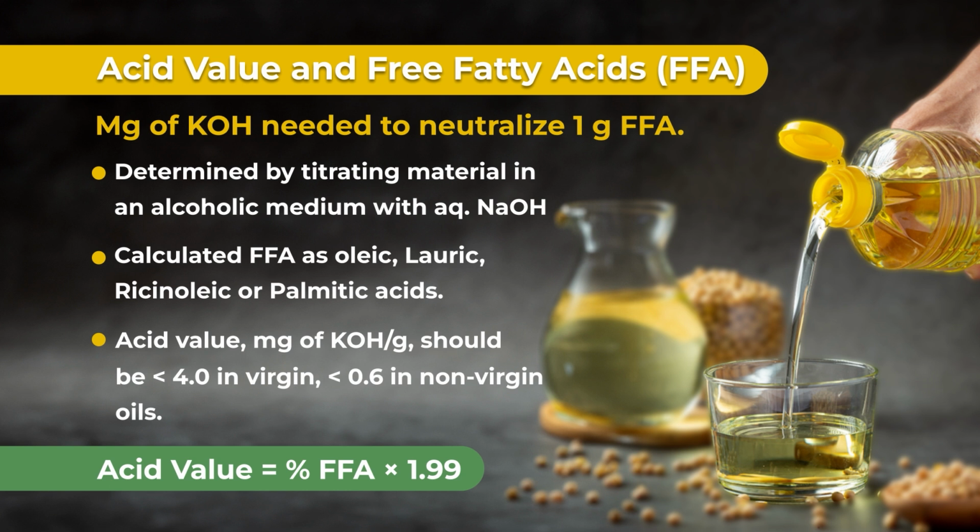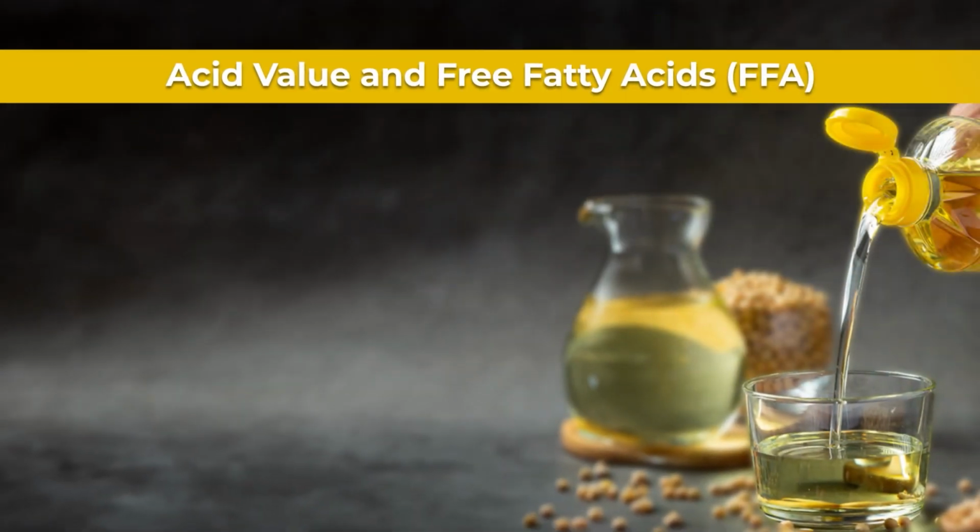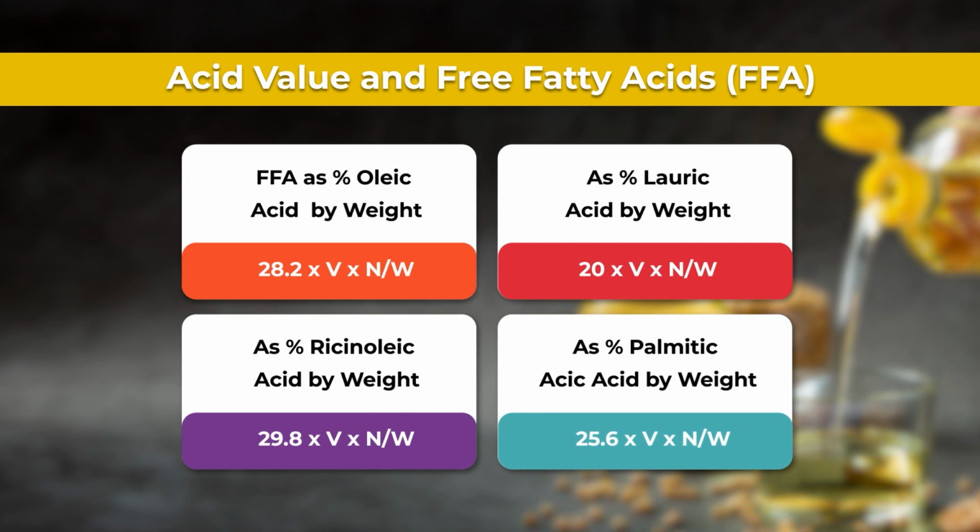Now remember, free fatty acid is expressed either as percentage of oleic acid by weight, or percentage of lauric acid by weight, or ricinoleic acid by weight, or palmitic acid by weight, depending on which oil we are testing. If it is as oleic acid by weight, then the formula is 28.2 times volume of the base required times normality of the base divided by W. For example, in coconut oil, we express it as percentage of lauric acid by weight. So the formula would be 20 times volume of the potassium hydroxide or sodium hydroxide, times its normality, divided by weight of the sample.